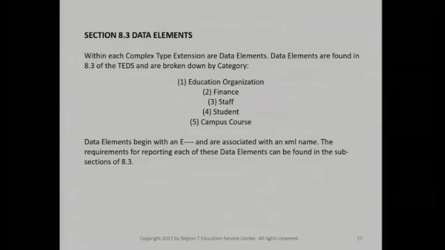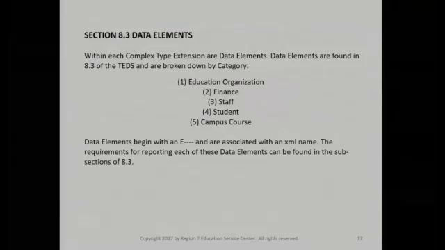Okay, in 8.3, this is where we're going to see within each complex type there are data elements, and they're broken down by category. I know at the beginning we talked about 8.1 of the TEDS, 8.2 through 8.5, they had different areas, and they had different items you would find within them. Well, now we're going to break it down even farther. When we get within 8.3, we can actually go in and find different pieces of the TEDS that are going to relate to these 5 categories.